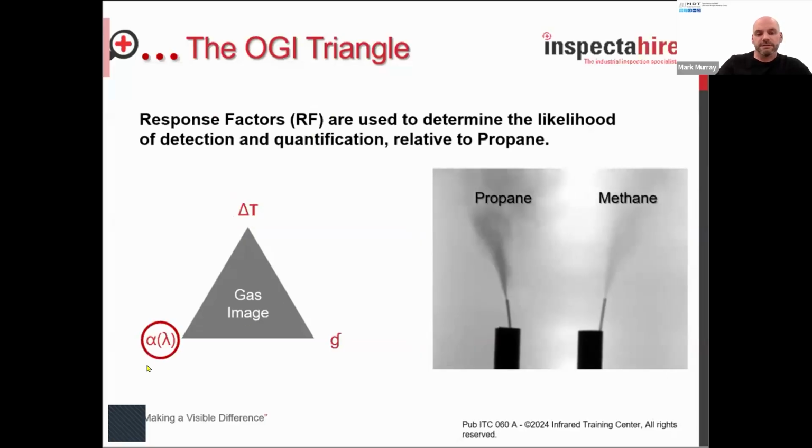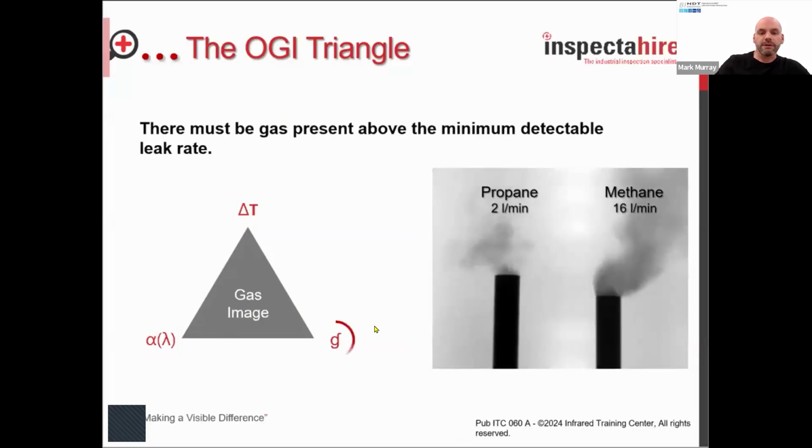So response factor, that's our wavelength. For propane here, we have a minimum detectable limit of 2 liters per minute. Methane is 16, so it's a reasonably low amount of gas. You can see the difference between the two there.